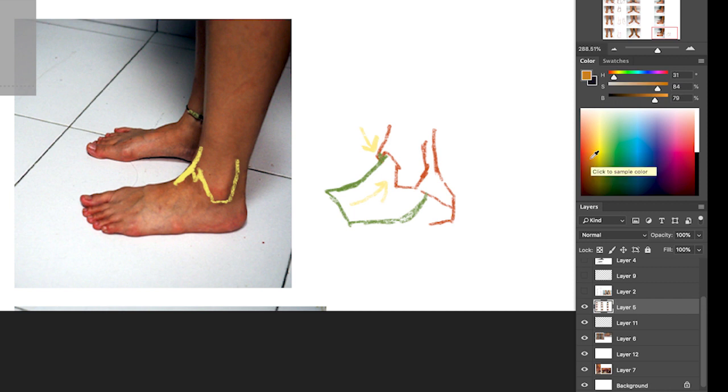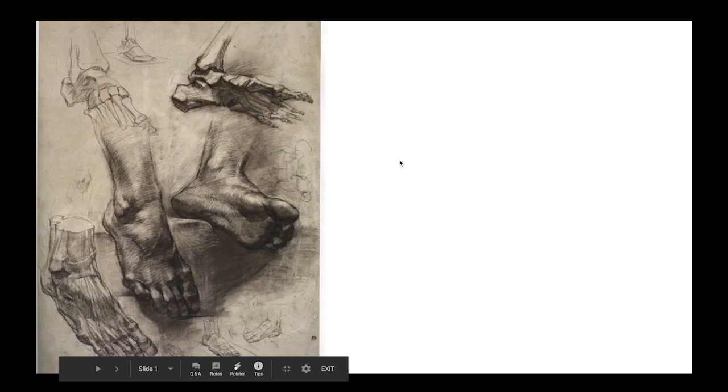I think that can be a really great way to sort of start off a drawing and get that kind of diagram in there, so that you have the structure to work with. So let's look at some artistic examples from a slideshow that I put together. This is from the Russian Academy.